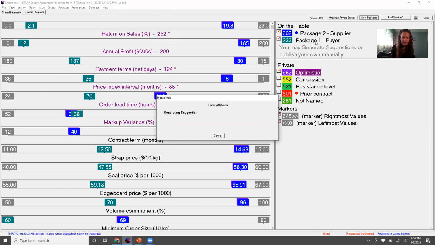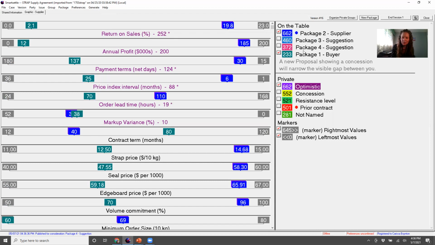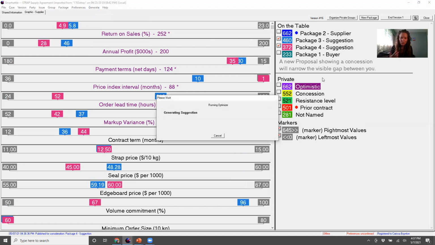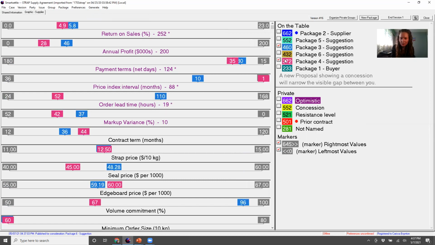And while we're asking Infinity for a suggestion, the robot is going to be asking as well. So here we've got two suggestions to consider, package 3 and package 4. And we can again see right away that even package 3 here is not as good as our concession. And so I'm going to generate one more, because we're just in session 1 here. So we negotiate in sessions. And in session 1, we've decided not to go below our concession. But in session 2, we'll put that concession on the table.